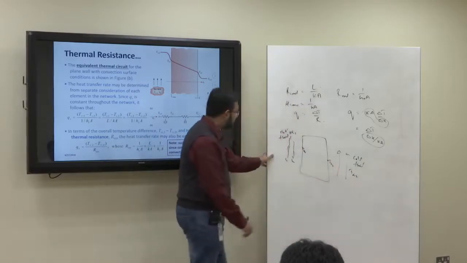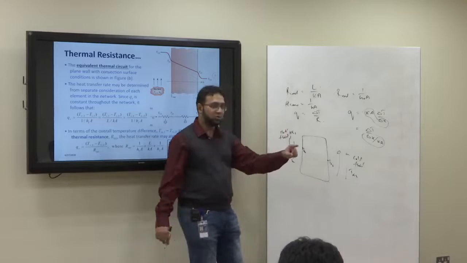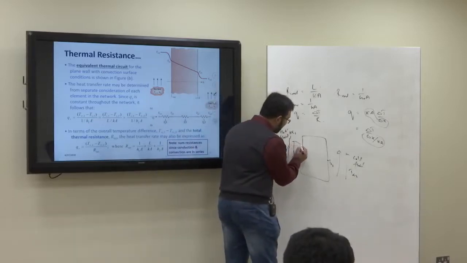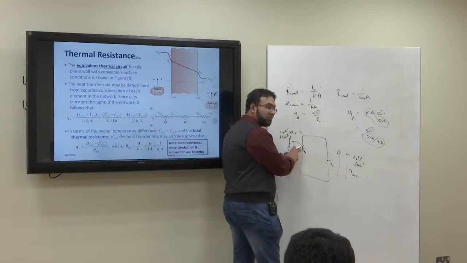So what will happen actually? This is the hot fluid, this is the cold fluid. Heat will transfer from hot to cold. So first heat will transfer from the fluid to the surface S1, and this heat transfer will be by convection.